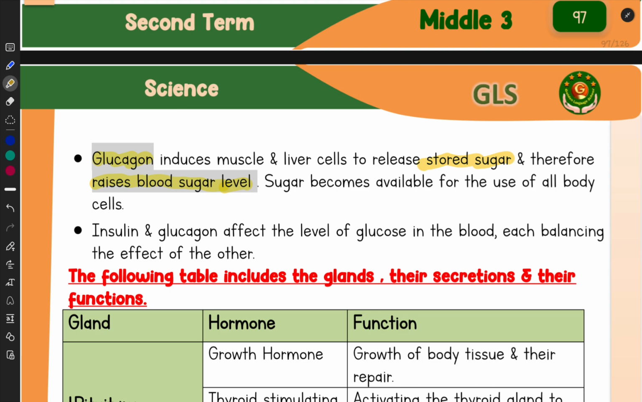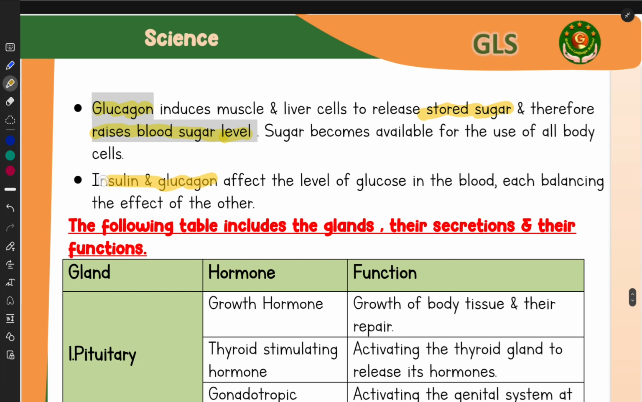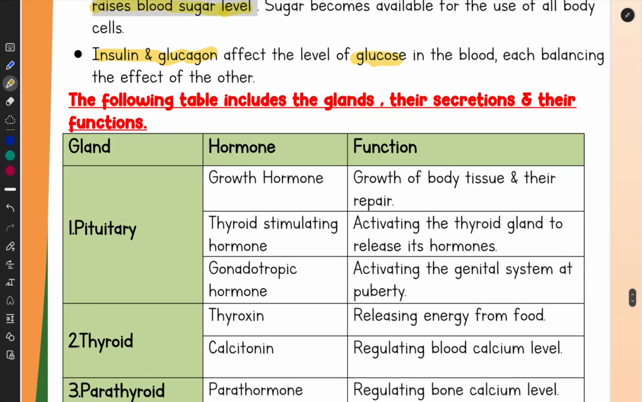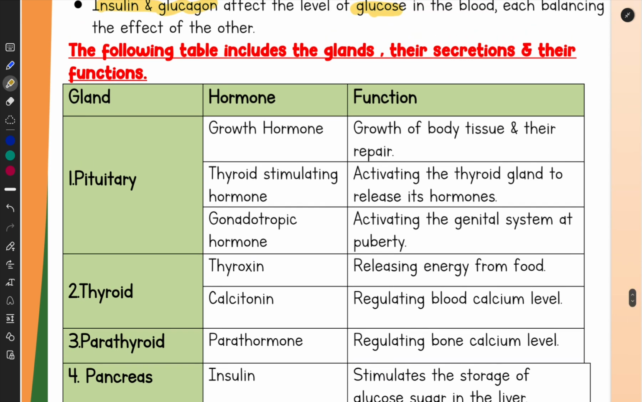Therefore, sugar becomes available for use in all the body tissues. Okay, what about insulin and glucagon? Of course, both of them affect the level of glucose in the blood, each balancing the effect of the other. Okay, here is a table that includes the glands, their secretions, and their functions.